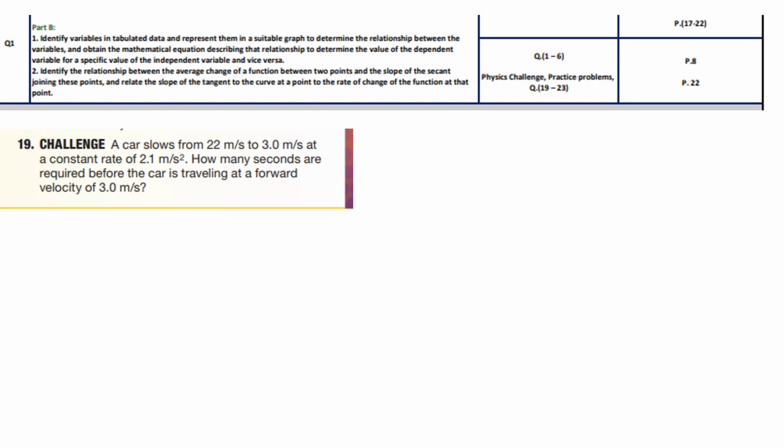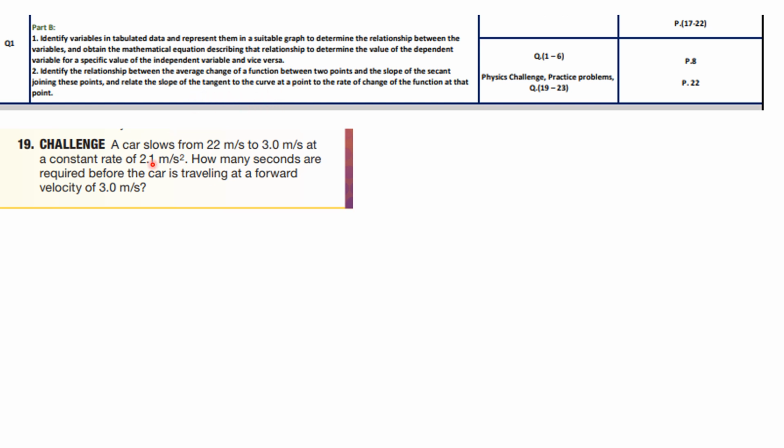An example on that from question 1: identify the variables in tabulated data and represent them in a suitable graph. So maybe here they will give us a table and we have to draw the graph, pinpoint the graph, XY axis most probably, or velocity-time graph between variables to obtain the mathematical equation describing the relationship, to determine the value of the dependent variable. Okay. Identify the relationship between the average change of a function between 2 points and the slope.